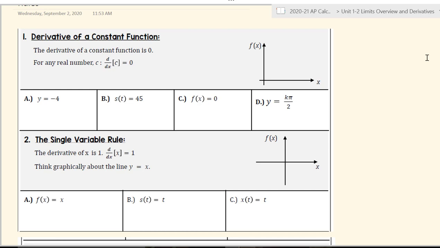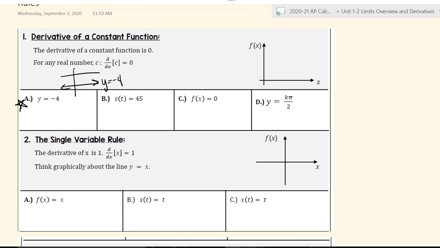And let's think about this in real life, and I'm actually going to plot example A on my graph here. If you have the graph of a straight line, like y equals -4, that's going to look like this. And I ask you, what is the slope? So we know derivative is instantaneous slope. So if I have a straight line or a constant, then I'm asking, what is the slope of this line? The slope of any horizontal line is 0.